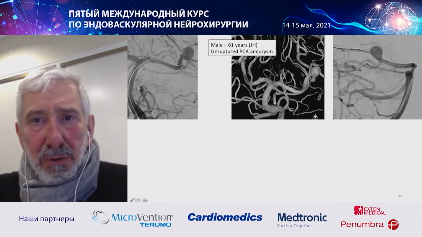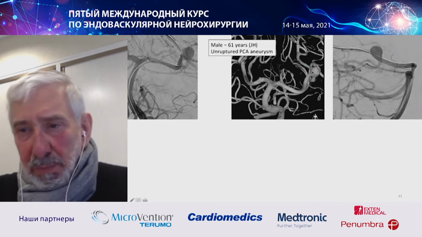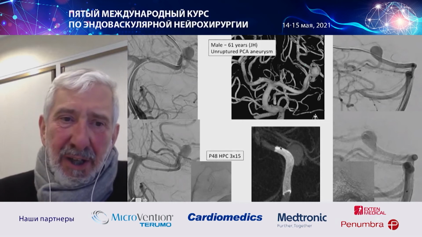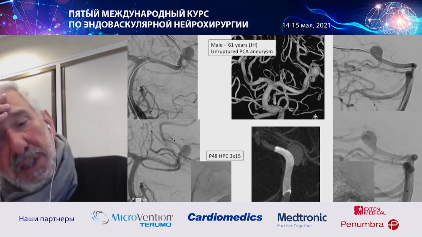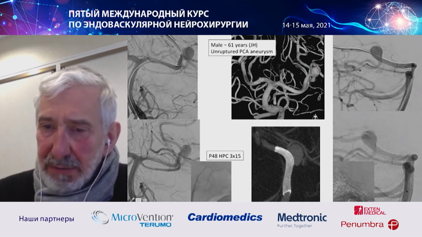So what we decided to do is to place a flow diverter in front of the neck in the P2, P3 segment of the left side. So we do that. You see that because we wanted to protect the distal branch of the P3 segments, we placed it asymmetrical, but it was not a good idea.